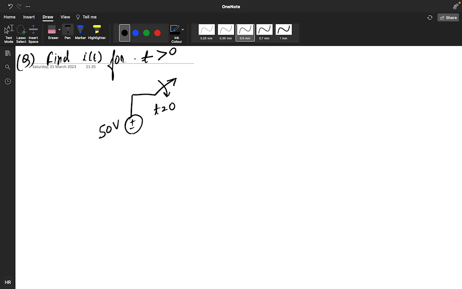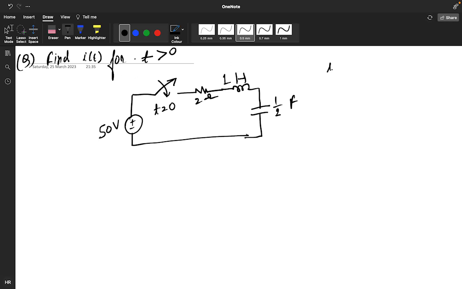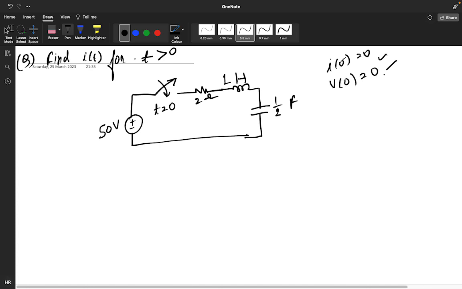Okay, 50 volt is there, this is 2 ohm, and this particular one is 1 Henry, and this is positive, negative 1 by 2 amp. No initial condition is given in this question, so your I of 0 minus is equal to 0, your V of 0 is equal to 0. So there are no initial conditions.